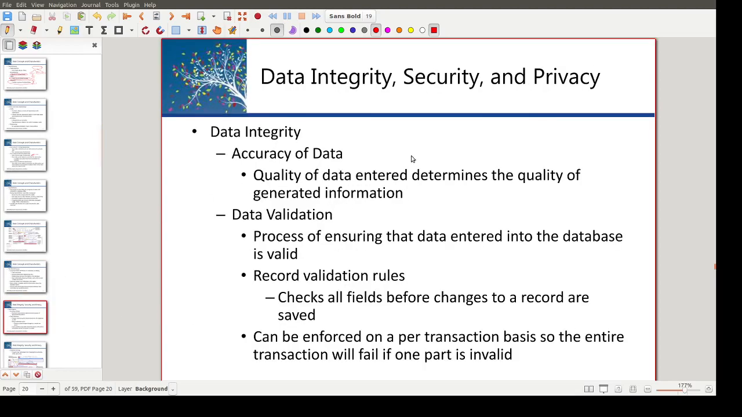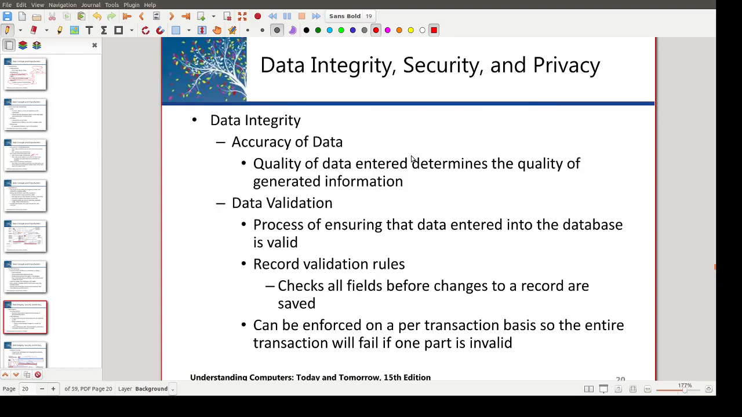Okay, so let us go forward to another topic of this lecture: data integrity, security, and privacy. So what do you care about in your data? You care about its integrity. You care about the accuracy of the data. The quality of the data entered determines the quality of the generated information.